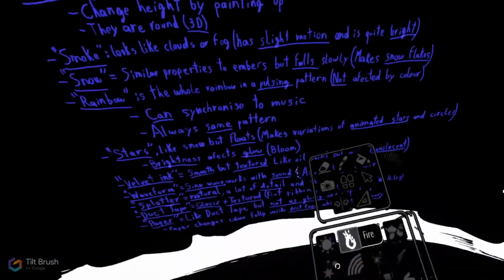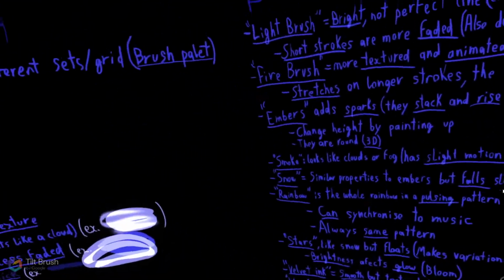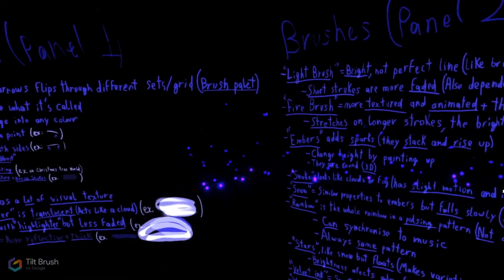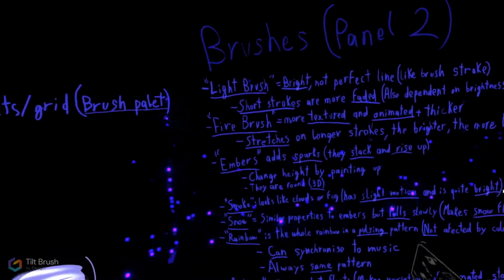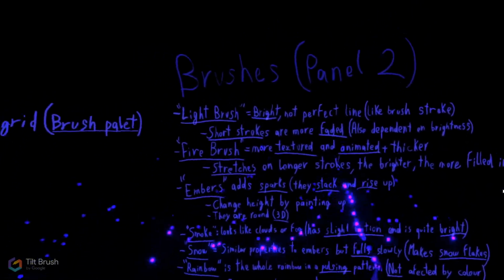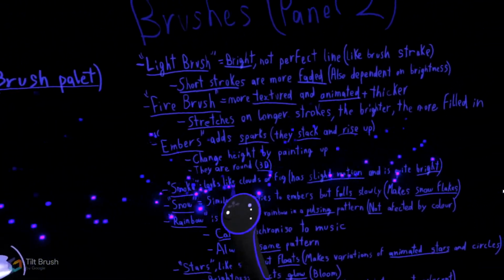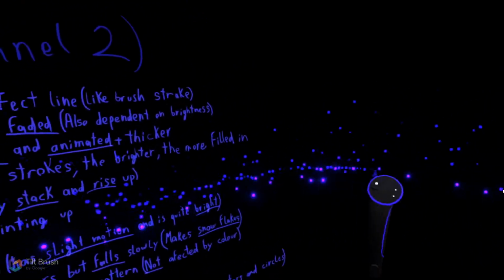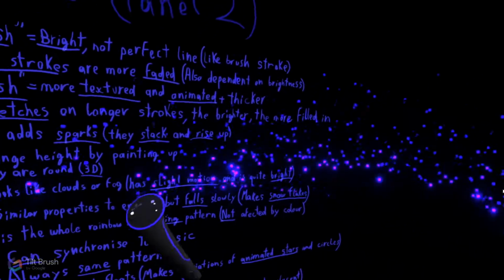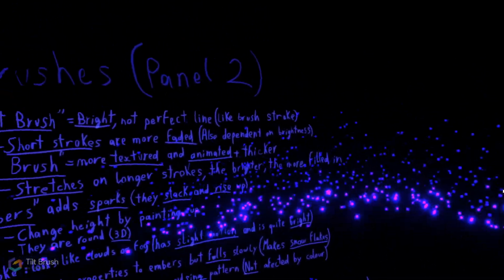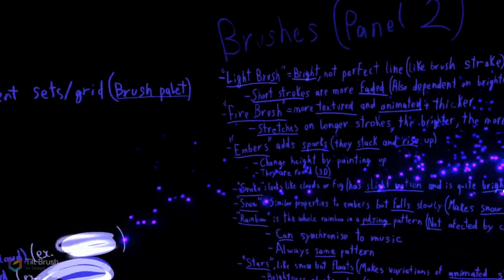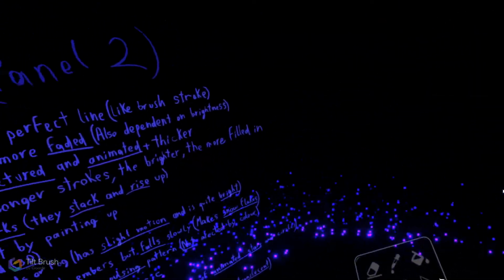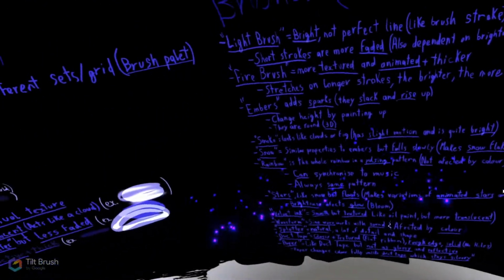Then the embers. So the third one is the embers. These are like sparks. If I try them, you can see they rise. That's their property. They stack and rise up. So let's say I would make a lot of them. Not only do they rise, but if I make many in one spot, you can see they stack, which is sort of obvious, but it's interesting to know. Then you can have much more embers in a condensed spot, which is sometimes what you want.